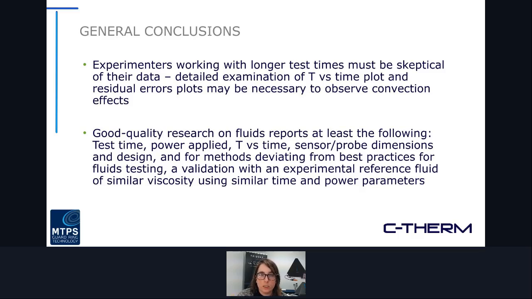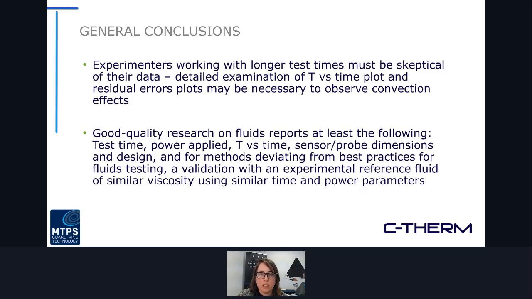I've seen a few papers in literature which are reporting thermal conductivity on very non-viscous liquids, such as pentane or acetone, and they're using test times in excess of 30 seconds. And if you're using that long of a test time with a sample with a relatively low viscosity like that, you're running a really significant risk of having convection give a positive bias to your test data. So that's one of the reasons why we developed the 1 second test time on the MTPS sensor to avoid that risk.